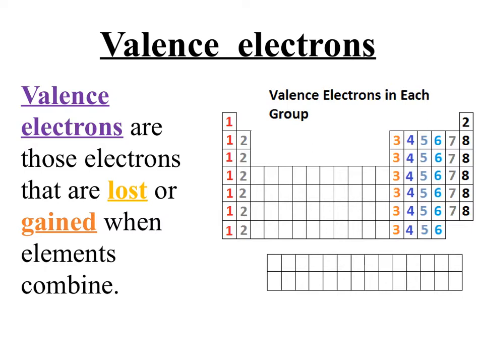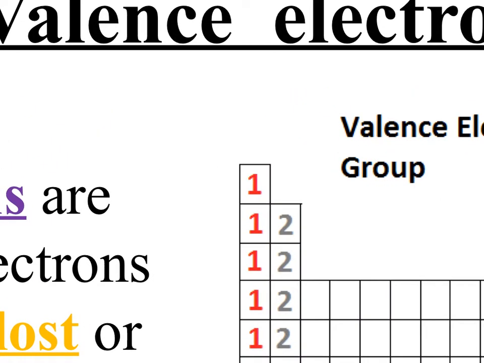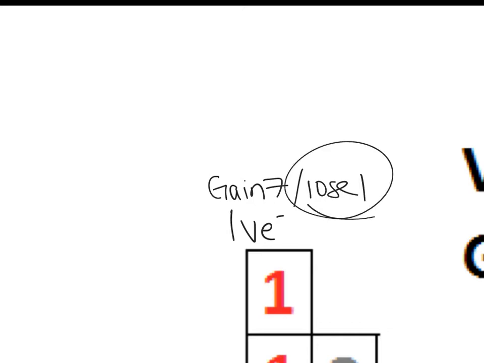When we look at our different groups, group 1 has one valence electron. So because it has one valence electron, it is going to either gain 7 or lose 1. Hopefully, if I ask you to run a mile, would you run 1 mile or would you run 7 miles? Well, hopefully you know that losing 1 would be a lot easier.